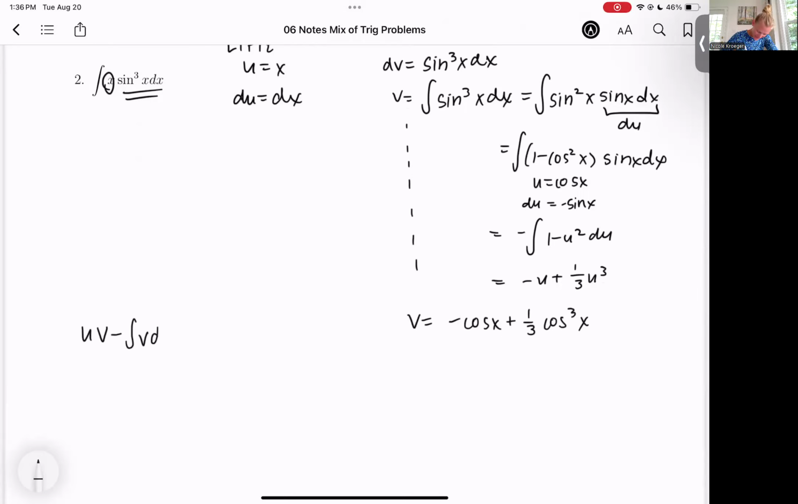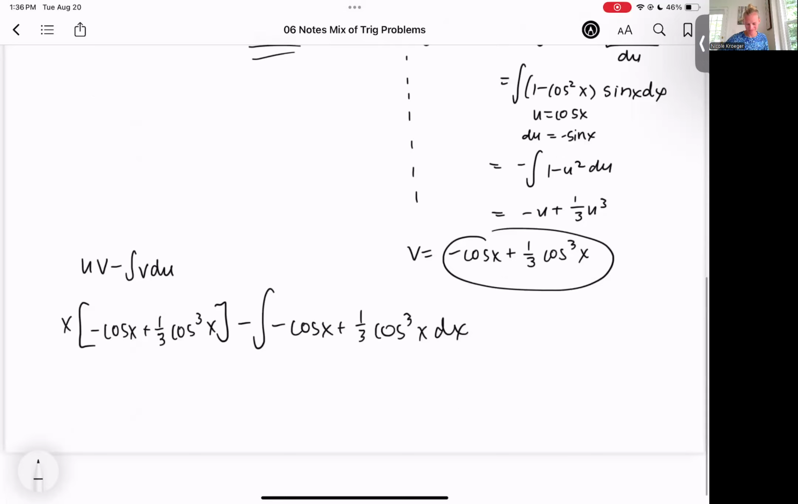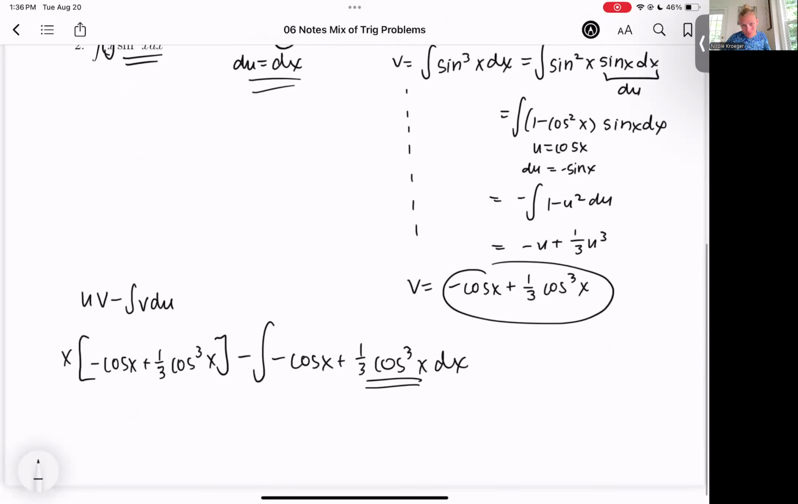Okay, so we are going to do u times v. So we're going to have x times negative cosine of x plus 1/3 cosine cubed x, minus the integral of v du. Thankfully, du is just dx. So we're going to have negative cosine x plus 1/3 cosine cubed x dx. I was sighing a few minutes ago because now we're going to have to anti-differentiate cosine cubed. But we'll worry about that in just a second.